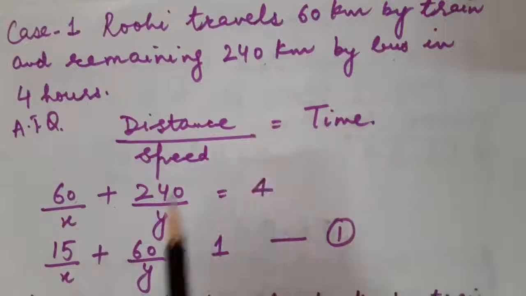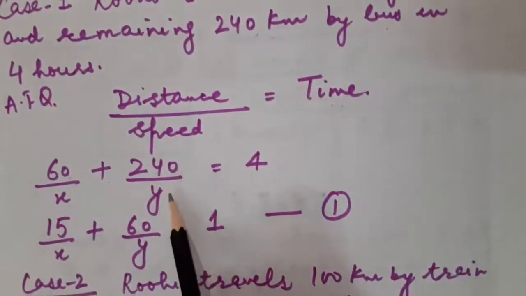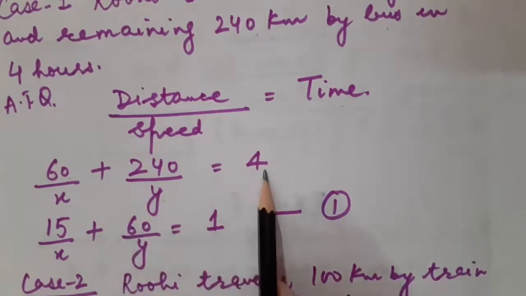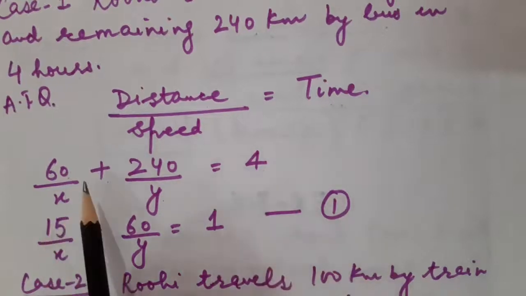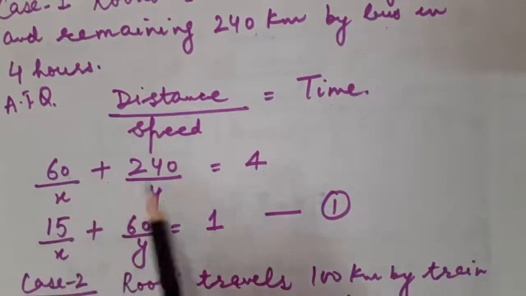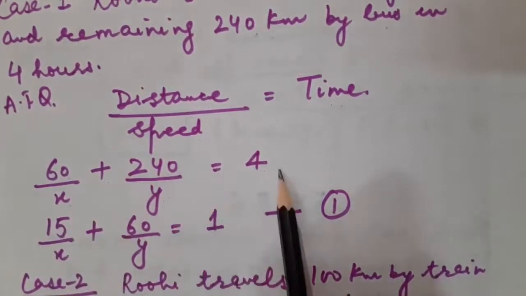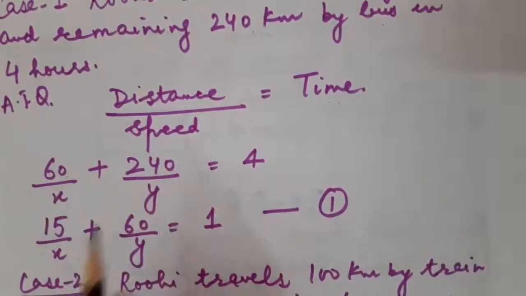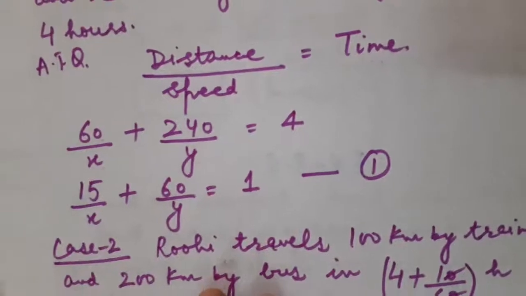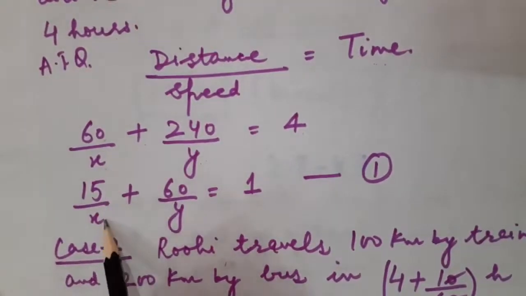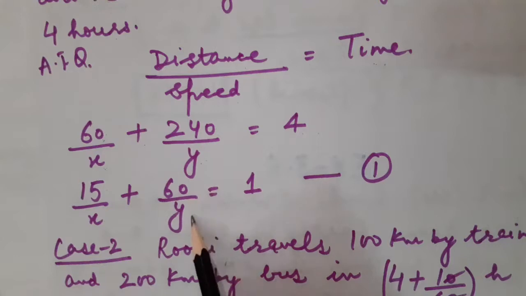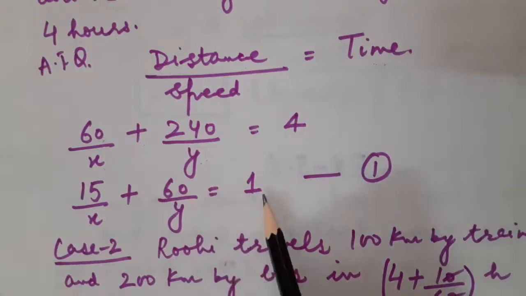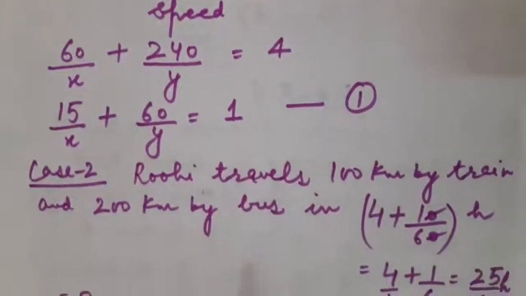That is 240 km. 240 km is covered with which speed? That is y km per hour. And how much is the total time taken by the child? That is 4 hours. So it would become 60 upon x plus 240 upon y is equal to 4. From here, children, what can I do? I can take 4 as common. After taking 4 as common, you will get 15 upon x plus 60 upon y is equal to 1. Understood?